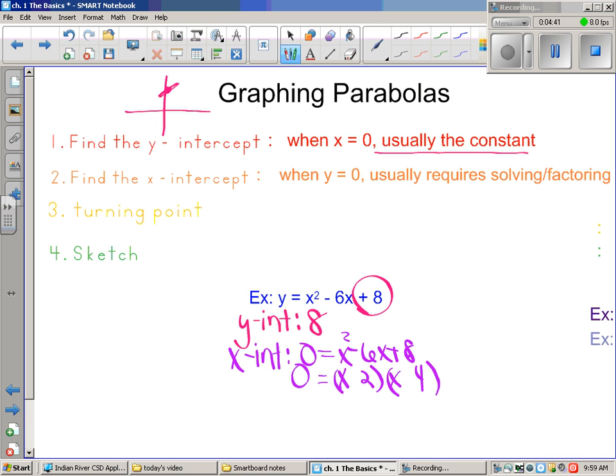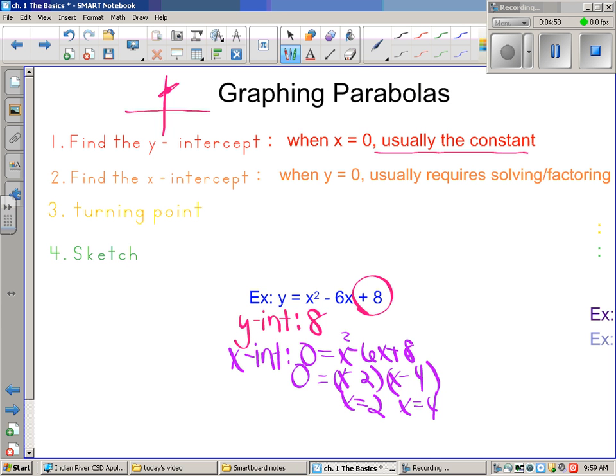Great. And now our signs. Are they the same or different? And that makes them both. Now we solve it. Wonderful. X equals 2, x equals 4. And that gives me my x-intercepts and my y-intercept.